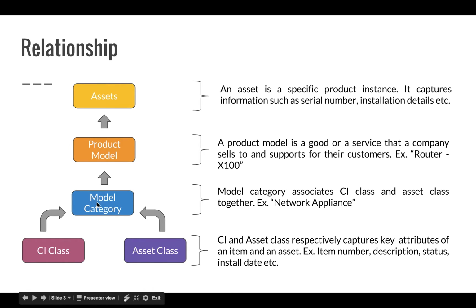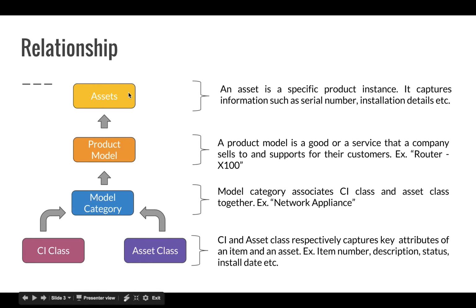Model category basically ties both asset and CI classes together. An example of a model category for a networking company would be a network appliance. A product model or an item is a specific good or service that your company sells to the customer. A product model is usually associated with a model category. Over here, for the same networking company, a product will be a router of series X100.